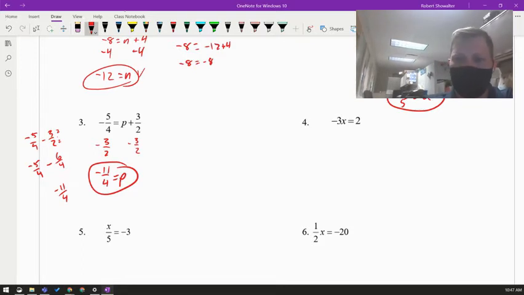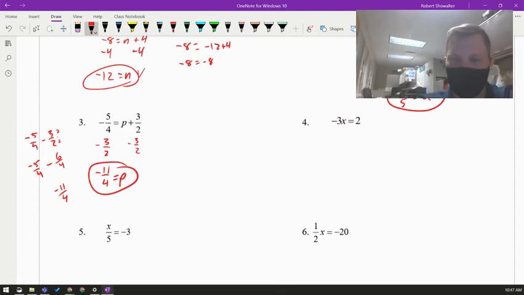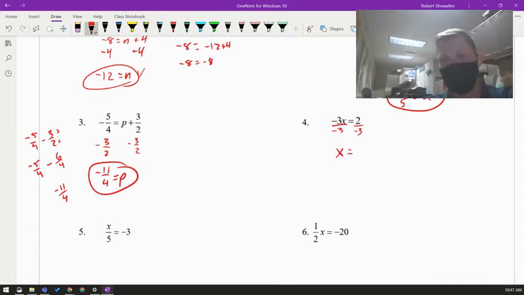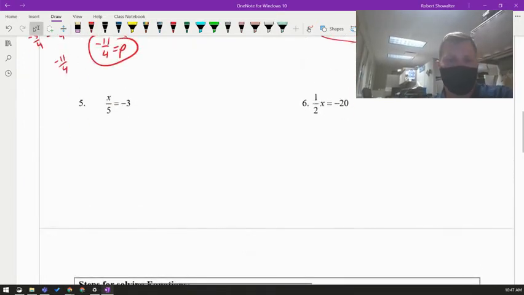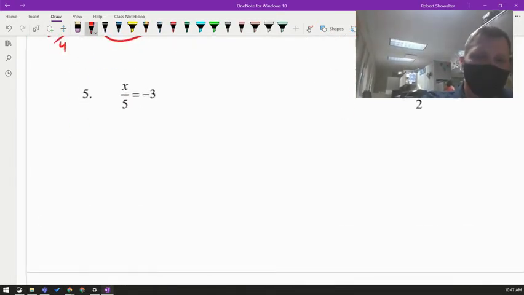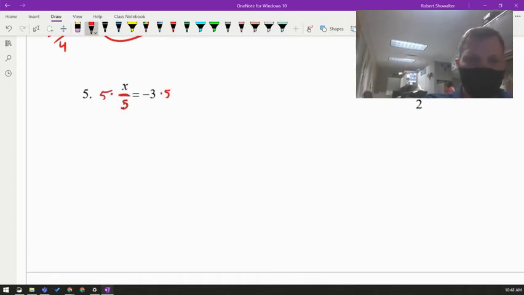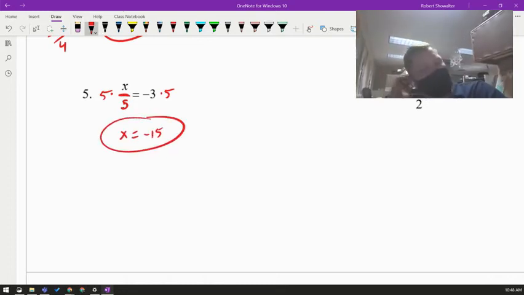Okay. If we look at number 4, we have negative 3 times x. We want to reverse that. So if we divide by negative 3, we're doing the opposite operation. And 2 divided by negative 3, we're going to leave as a fraction. It's negative 2/3. Number 5 here, turn around. This is actually x divided by 5. So we're going to reverse that by multiplying both sides by 5. So we get x equals negative 15, because negative 3 times 5 is negative 15.